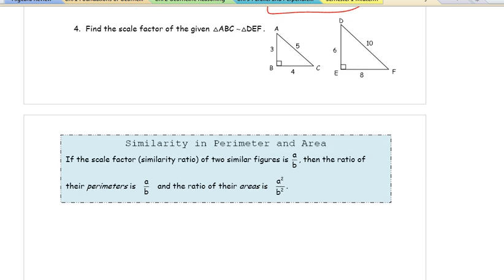Moving on. Find the scale factor, given ABC is similar to DEF. So A to B to C, D to E to F. It's all in the right order. Just find the scale factor.